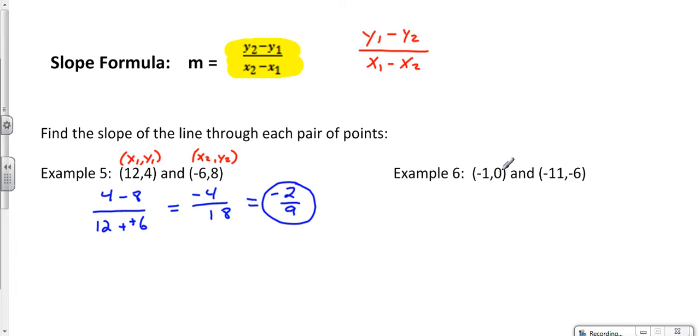The next one, again, take the y's. I'm going to go 0 minus a negative 6, over negative 1 minus negative 11. So on the top, minus and negative is the same as addition. So we have positive 6, negative 1 minus negative 11 is plus 11. So we get 10. And again, that reduces to 3/5.